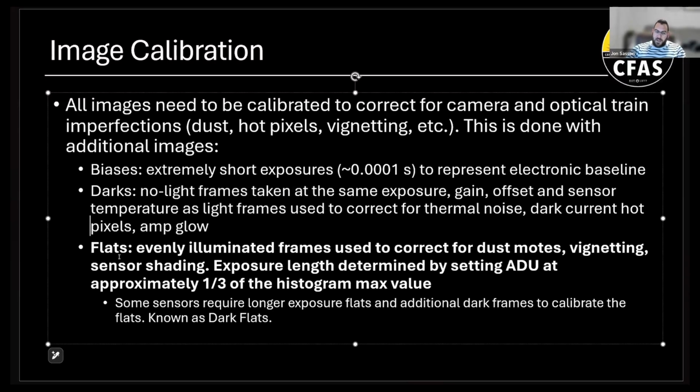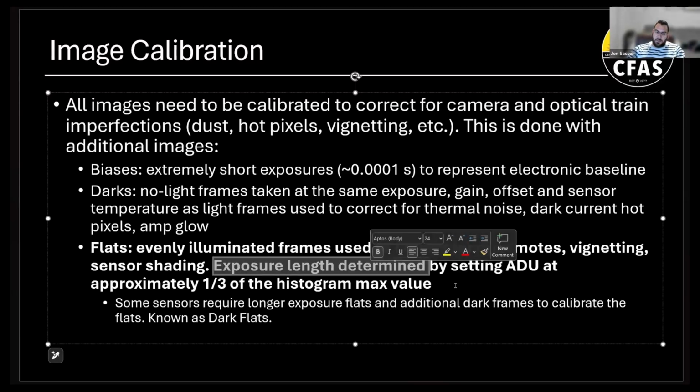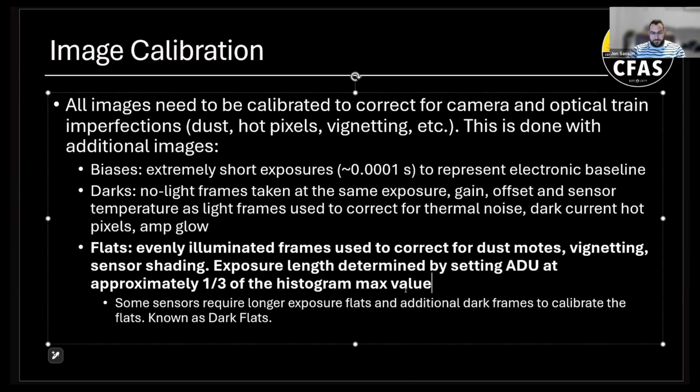And then you have finally the flats, which are basically an evenly illuminated frame that you use to correct for dust motes, vignetting, and sensor shading. What you want to do here is, once you have your evenly illuminated light, either by pointing to the sky with some white cloth on it or using a dedicated flat panel, look at the histogram and make sure that your exposure length captures about a third of the histogram max value.